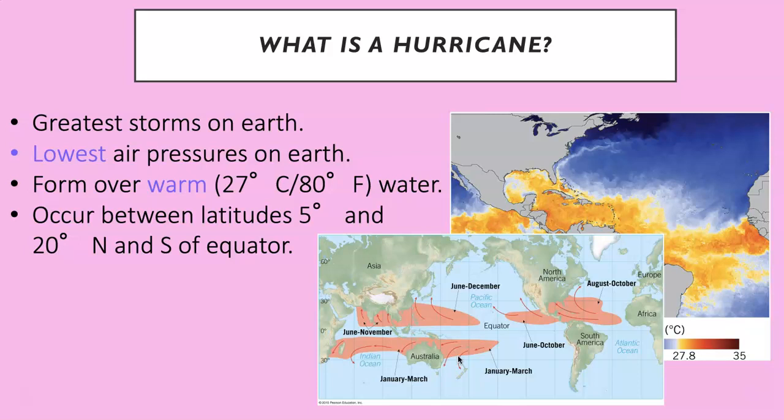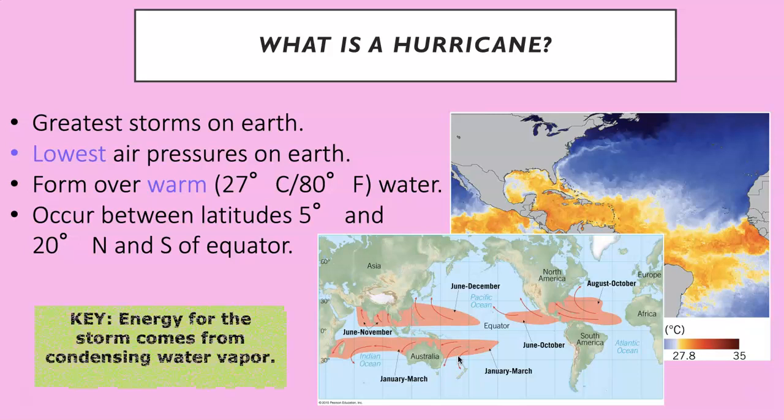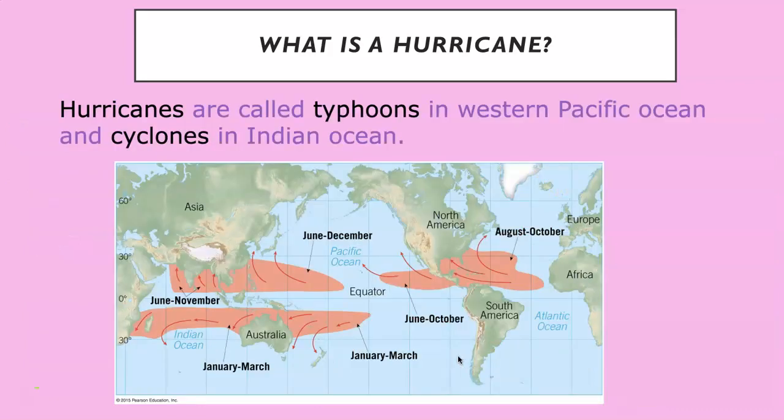One of the key things I want you to remember about hurricane formation is the energy from hurricanes comes from the condensation of water vapor. Taking another look at that figure I just showed you, I just want to point out that hurricanes aren't called hurricanes everywhere. They're called hurricanes in the Atlantic Ocean, but they're called typhoons in the Western Pacific Ocean and cyclones in the Indian Ocean. These are all the exact same storms. They just have different names because they were named before the whole world was talking to each other about these storms, and those names have stuck.